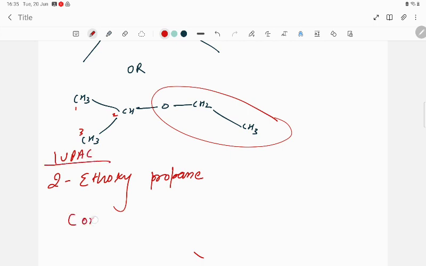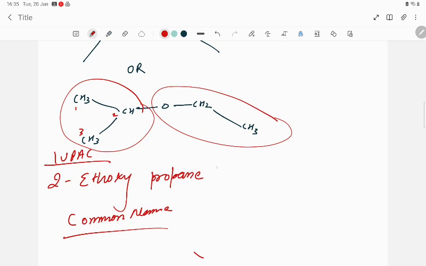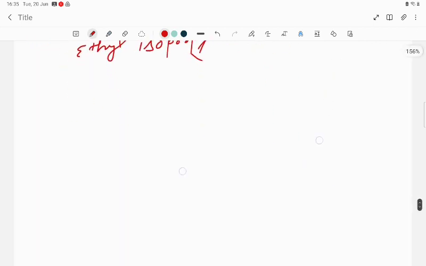What is the common name? Let us go with the common name. This is the isopropyl group, and this is ethyl. So ethyl will come first: ethyl isopropyl ether. This is the common name, ethyl isopropyl ether.